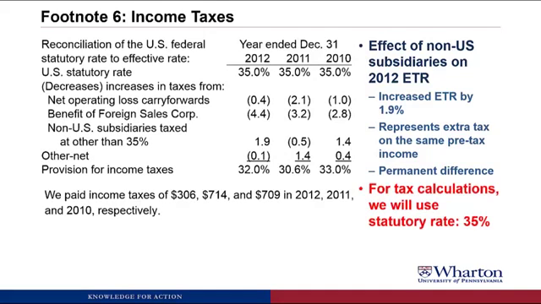And just as a reminder, for all tax calculations, we're going to use the statutory rate 35% because that effective rate of 32%, or 30.6% in 2011, is biased by the effect of all of these permanent differences, all of these unusual items listed in this table.